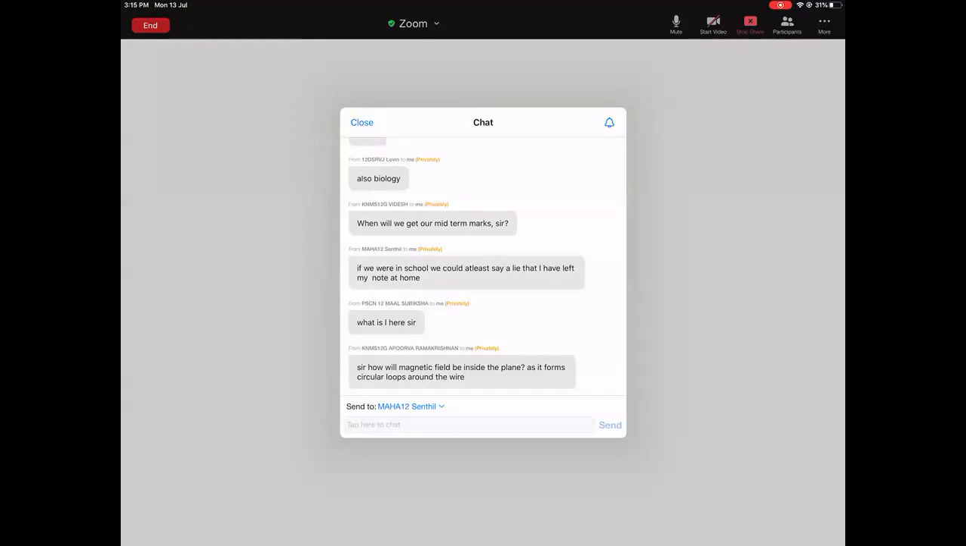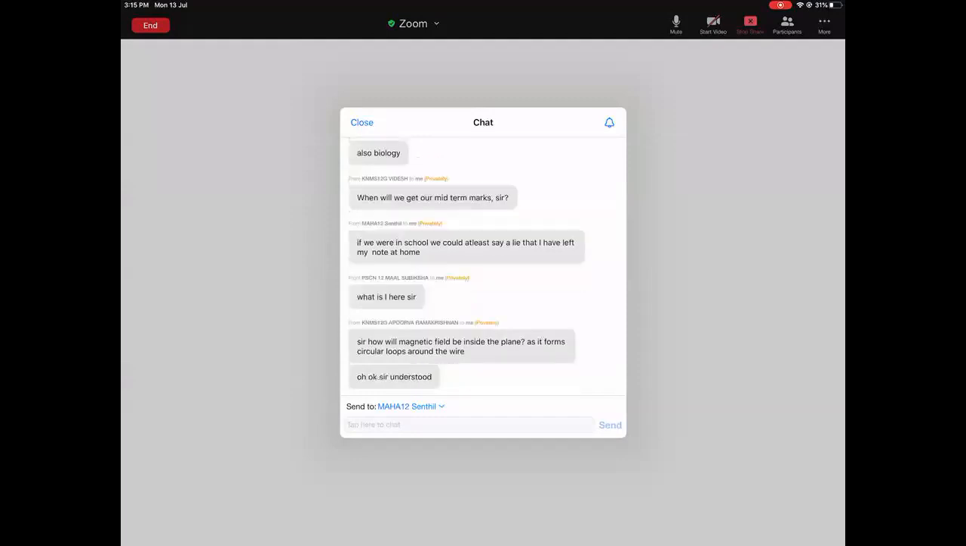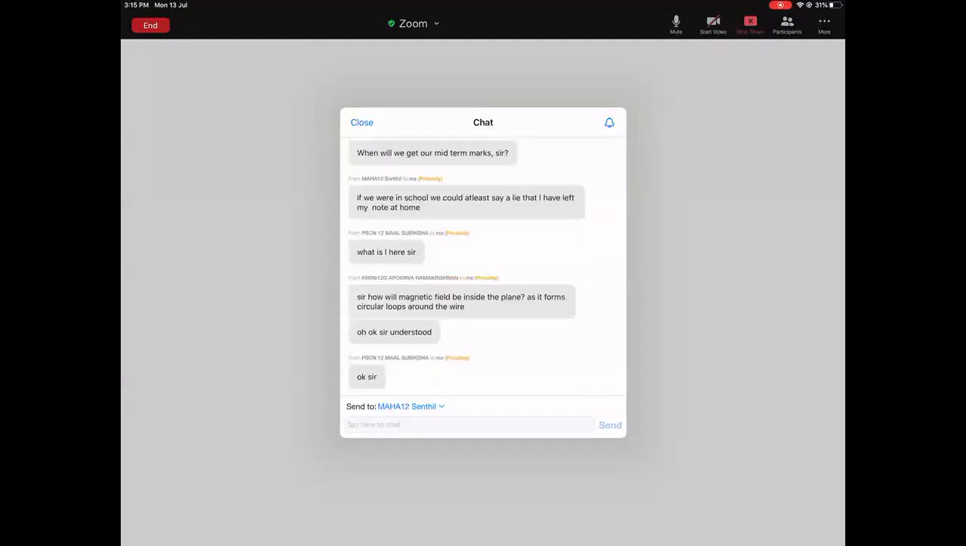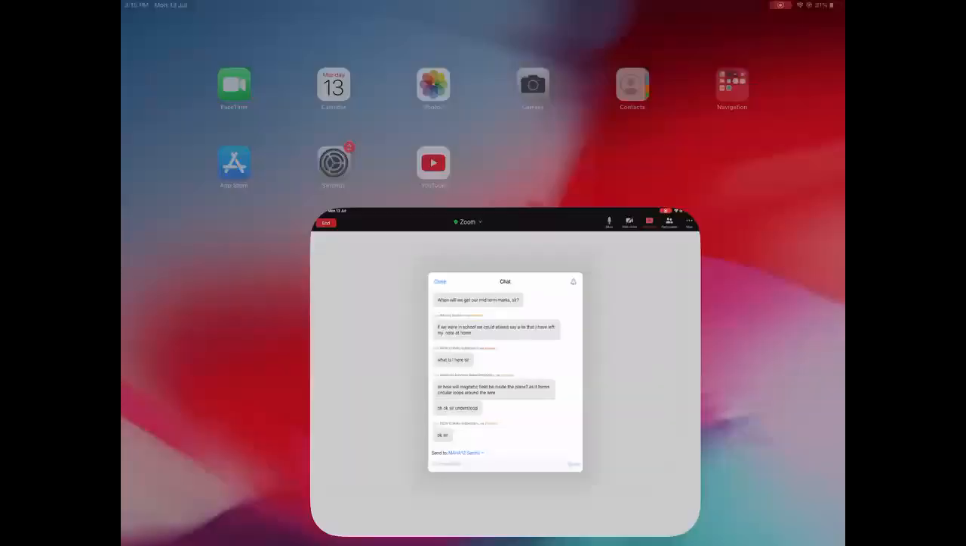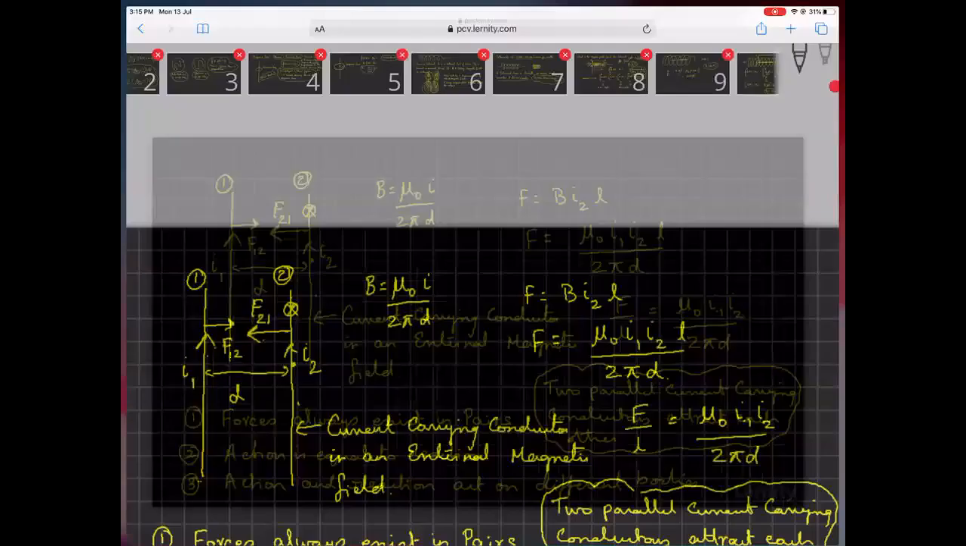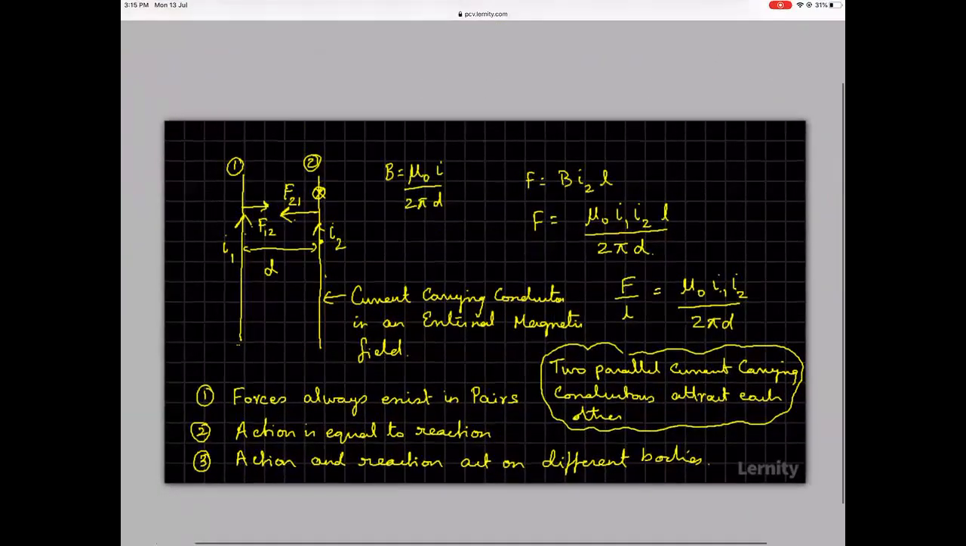If we were in school, we could at least say a lie that I have left my note at home. Now the only thing that you can say is some friend of yours took it and is not giving it back, or there is full lockdown and I'm not able to get it back. But please don't use that excuse. Then I can call that friend and ask him to come. Anyway, don't worry. I hope we are able to get it. If you are able to get it, good. If you are not able to get it, ask me.